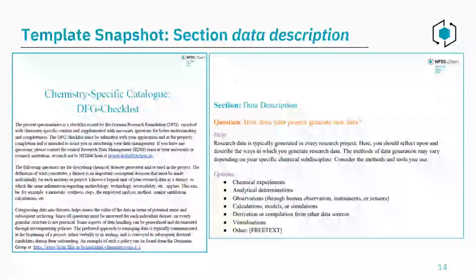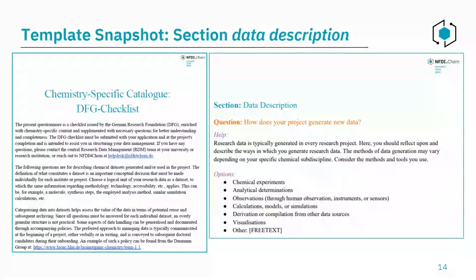This slide shows an example. This is a snapshot of the DMP template that you find on Zenodo. On the left side, you see it's the chemistry-specific catalog based on the DFG checklist. There are some explanations and introduction information here and some further helpful links. And on the right side, you see one example, the section data description. The question is coming from the DFG: How does your project generate new data? And then there is the help text by NFDI for Chem.